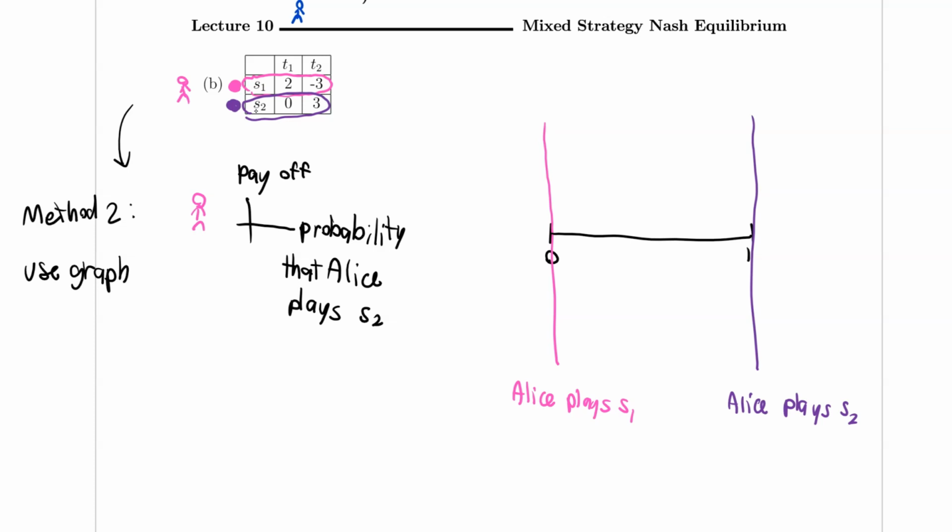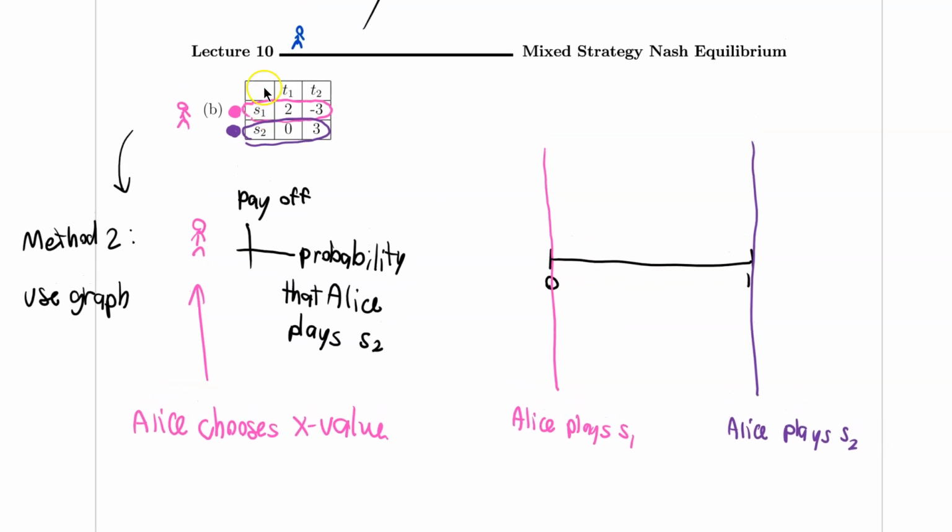let me actually write this in pink. So Alice chooses the x value. Because the x value is the probability that Alice is gonna play S2, she can play S2 with whatever probability that she wants. So she can choose any x value between 0 and 1. So that's gonna be what Alice can do.